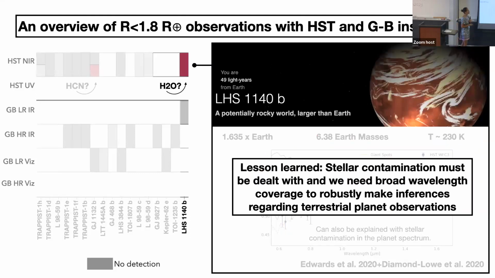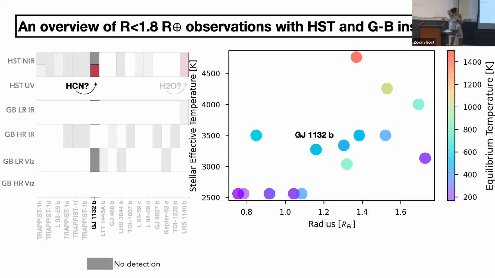And so I think this points to the very first lesson learned for terrestrial planet atmospheres: especially for these small planets where you're trying to dig down into the noise and find these spectral features, you really have to deal with stellar contamination. And also you really need broad wavelength coverage to robustly make inferences regarding these observations, especially when the feature that you're looking at is so tiny. You need additional context to really be able to say whether or not that feature that you're looking at is real.